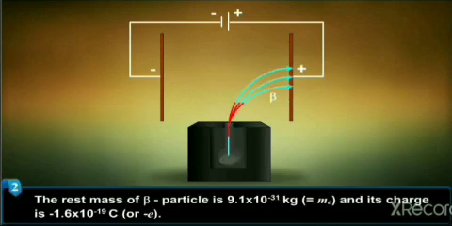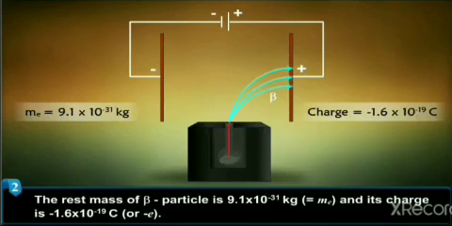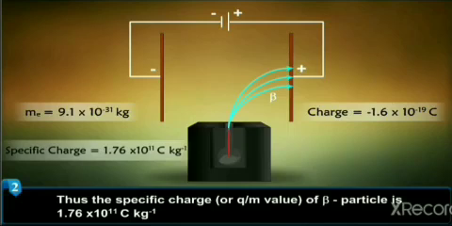2. The rest mass of a beta particle is 9.1 × 10^-31 kg, which equals me, and its charge is -1.6 × 10^-19 coulomb or -e. Thus, the specific charge or q/m value of a beta particle is 1.76 × 10^11 coulomb per kg.